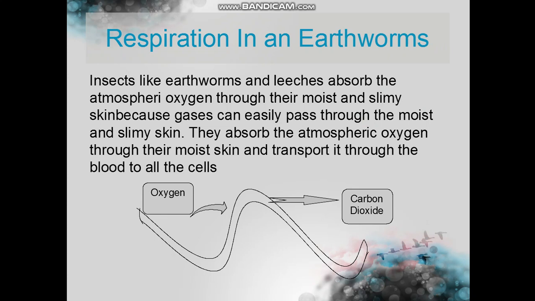Now let's move on to respiration in earthworms. Animals like earthworms and leeches absorb the atmospheric oxygen through their moist and slimy skin because gas can easily pass through the moist and slimy skin. They absorb the atmospheric oxygen through their moist skin and transport it through the blood cells.